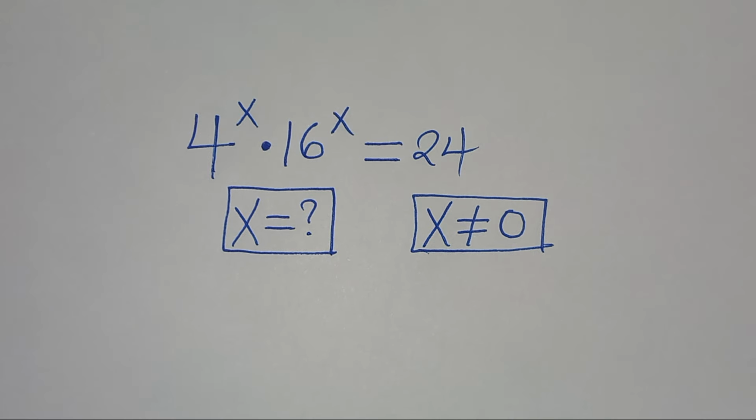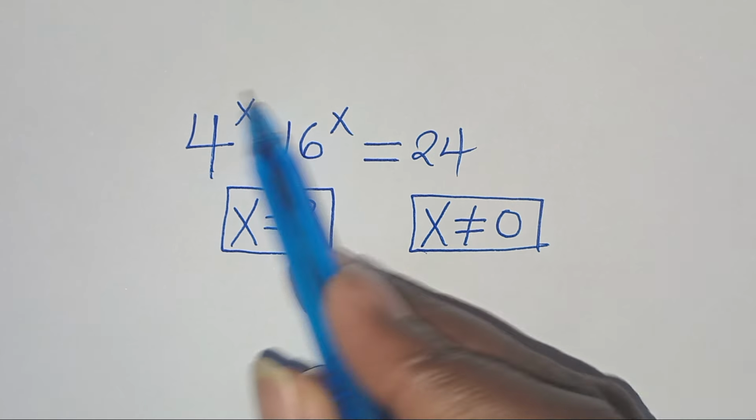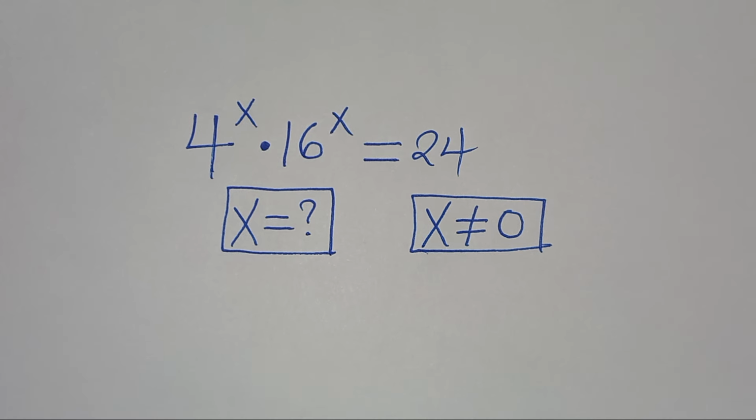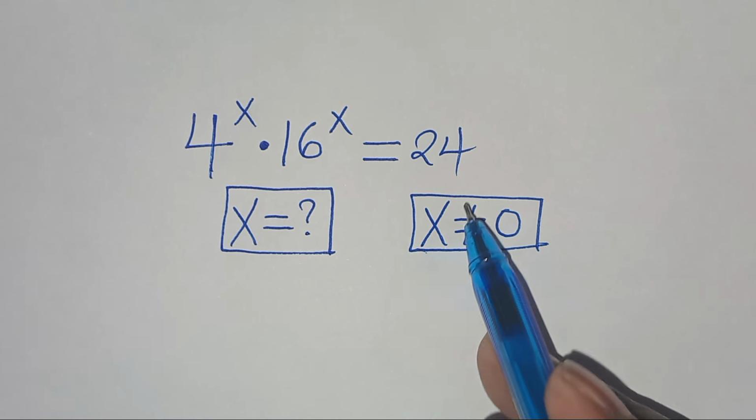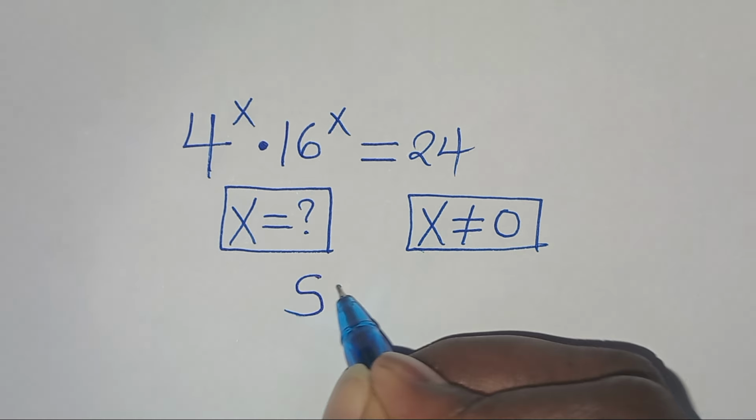Hello everyone, you're welcome to solve this nice exponential equation, which is 4 to the power of x times 16 to the power of x. This is equal to 24. So what is the value of x given that x is not equal to 0? So let's provide a solution from here.